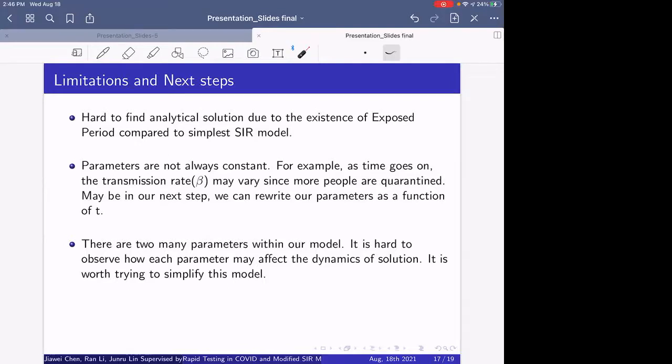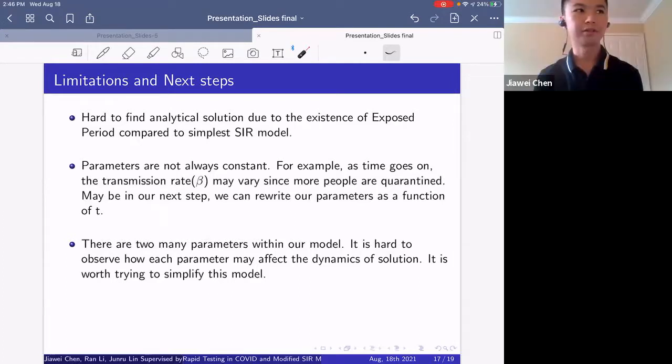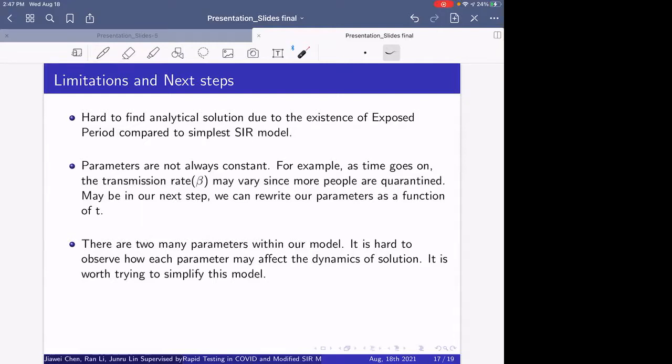In terms of a reality check, since this is a hypothetical situation in which rapid testing is popularized, actually I think the university has a policy for those who are not vaccinated yet to do rapid testing twice a week or something like that currently, but I'm afraid that we don't have data for a model like this, because rapid testing is not that popularized yet. But it is true that we can check the other models, like the SEIR model that does not have rapid testing in it, against the real data. Thank you so much.